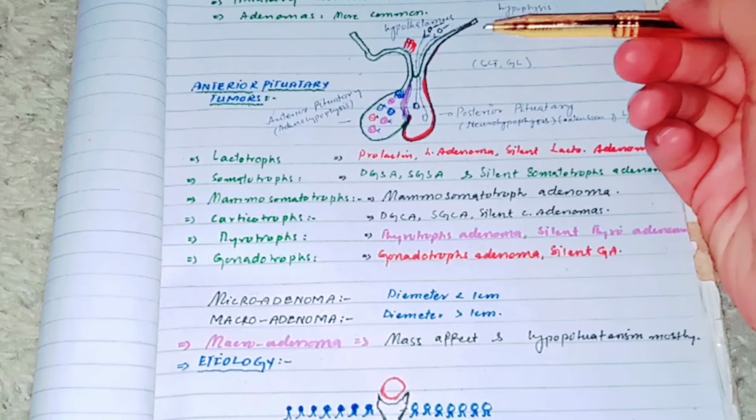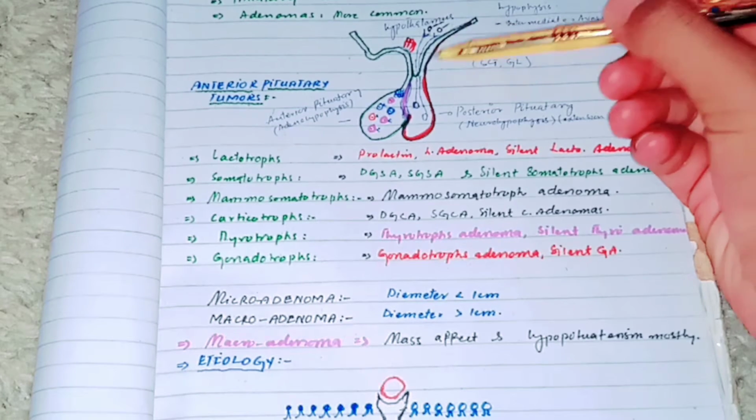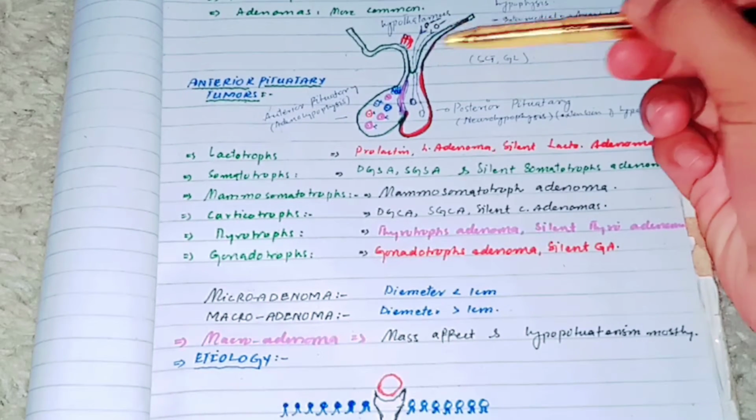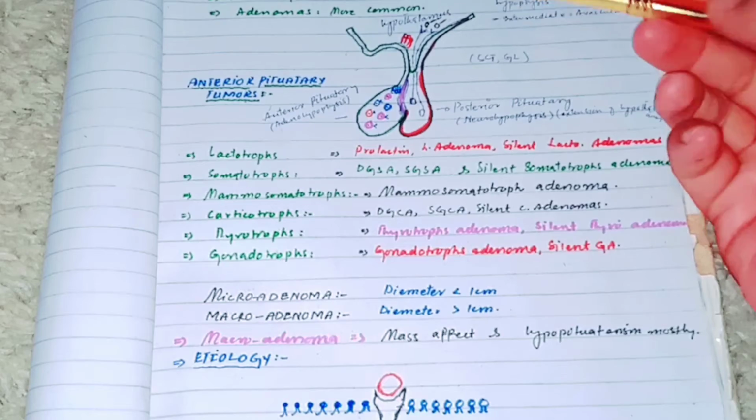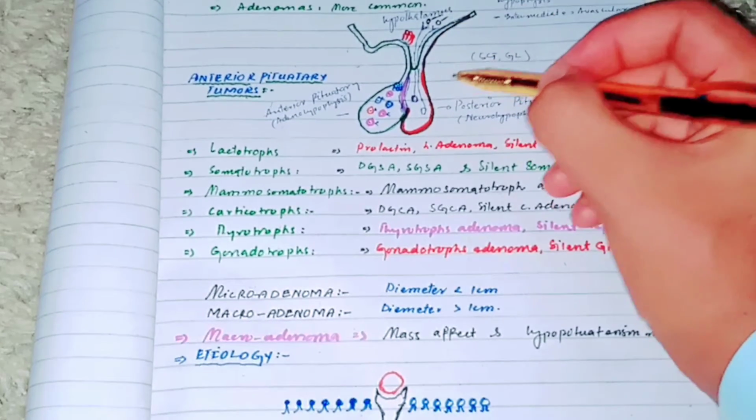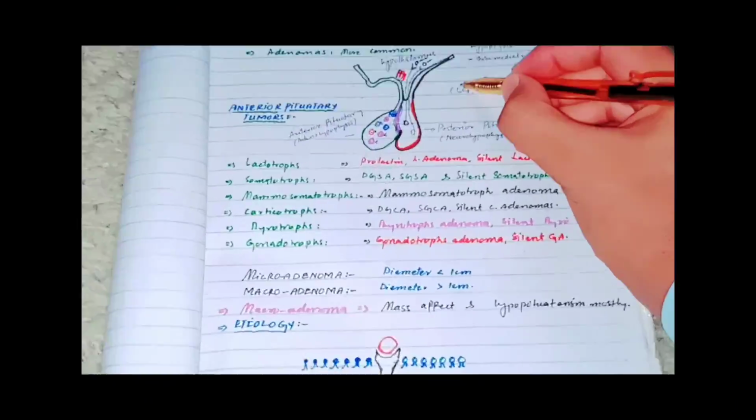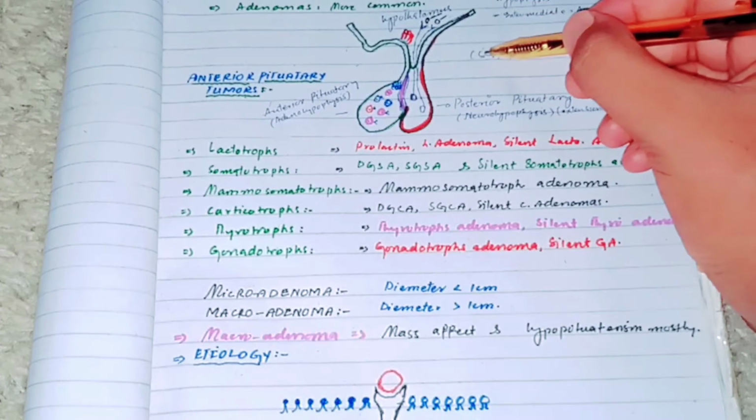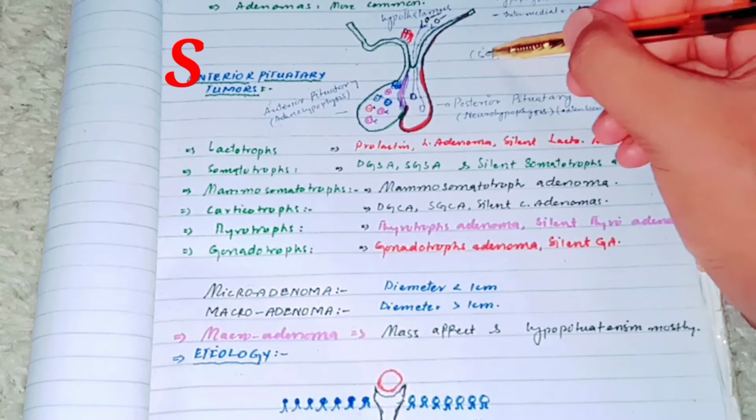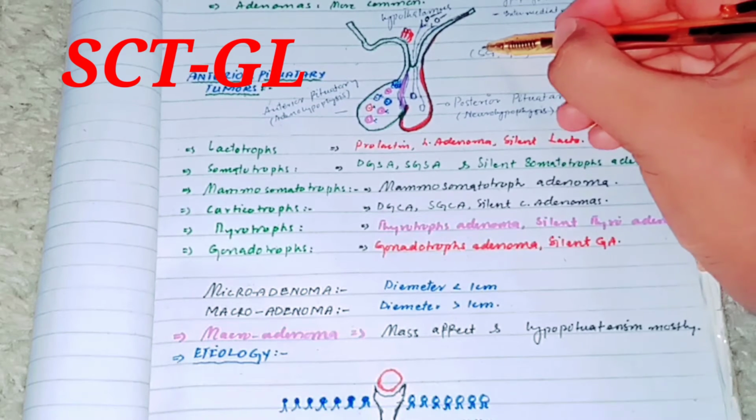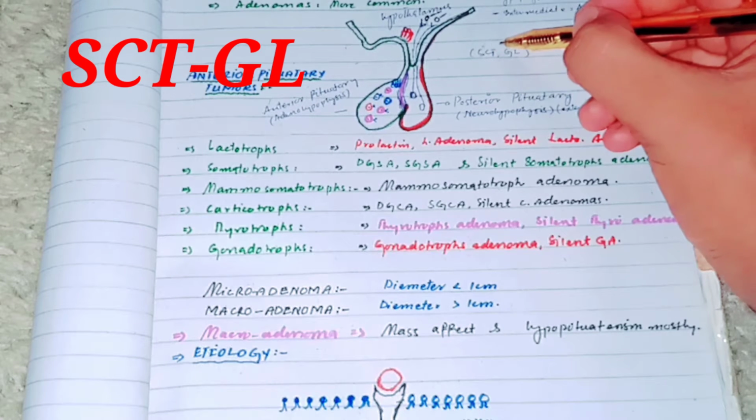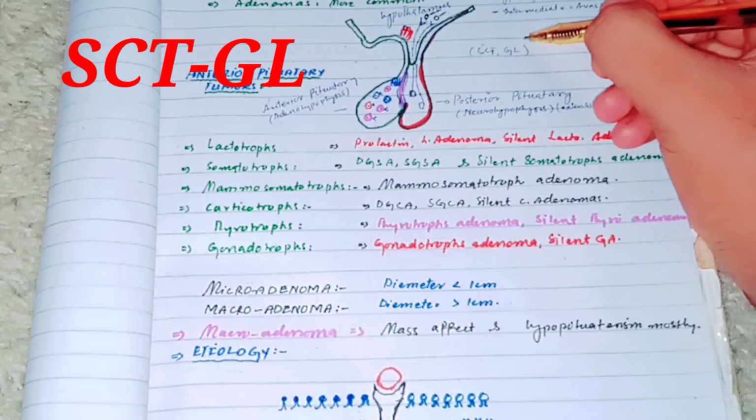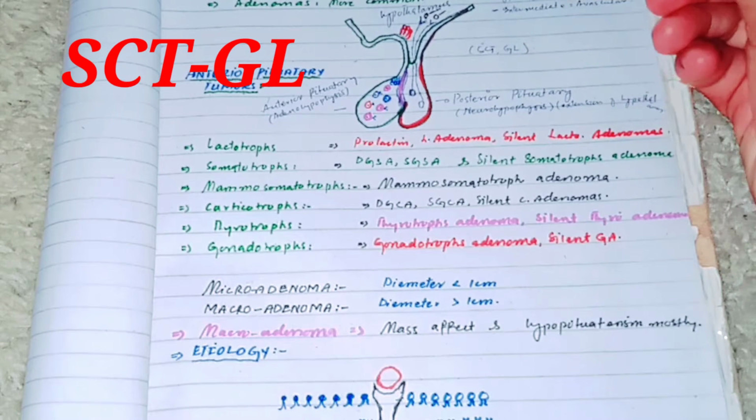So the anterior pituitary has 5 types of cells, and each cell produces its own hormone, as in other endocrine glands. The anterior pituitary has special types of cells, the somatotrops. You can easily memorize the cells present in the anterior pituitary by the mnemonic. Here you can see SCTGL. S means somatotrop, C means corticotrop, T means thyrotrop, G means gonadotrop, and L means lactotrop.